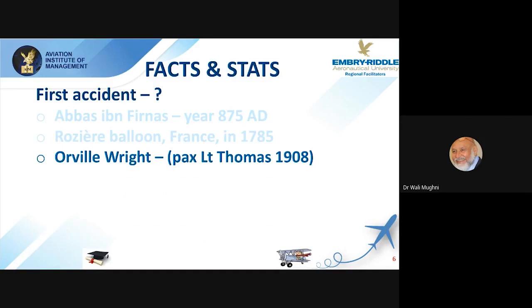Then, of course, when we come to heavier than air, modern day flying, it was Orville Wright who was the pilot, and he was taking with him a Navy Lieutenant, Thomas Selfridge, I think. He was the passenger. So Orville made a crash landing, and because of that crash landing, the other person, Lieutenant Thomas, lost his life. This was just 5 years after the first flight took place. That is 1903, Orville and Wilbur started flying, and after 5 years, they had the first accident. That was Orville Wright in 1908.